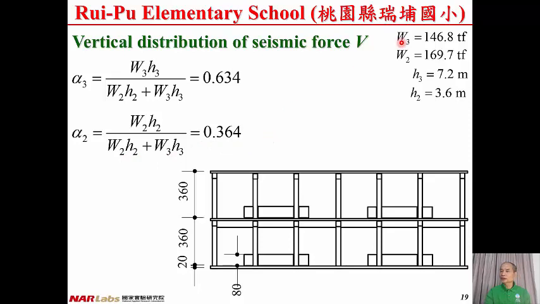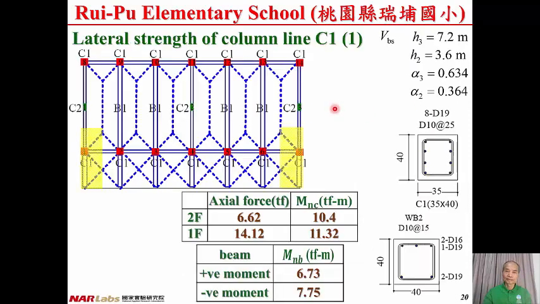W3 is equal to 146.8 ton-force, W2 is equal to 169.7 ton-force, and H3 is the elevation of the roof, equal to 7.2 meters, and H2 is the elevation of the second floor, equal to 3.6 meters.